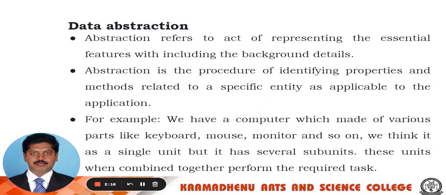Next, data abstraction. Abstraction refers to the act of representing the essential features without including the background details. Abstraction is the procedure of identifying properties and methods related to a specific entity as applicable to the application. For example, we have a computer made of various parts like keyboard, mouse, monitor, etc. We think of it as a single unit, but it has several subunits. These units are combined together to perform the required task.